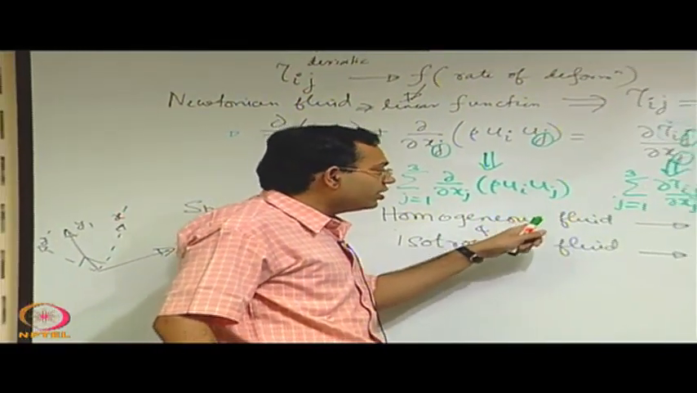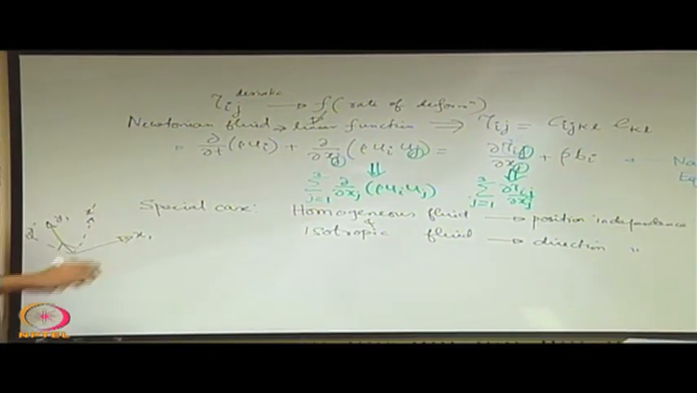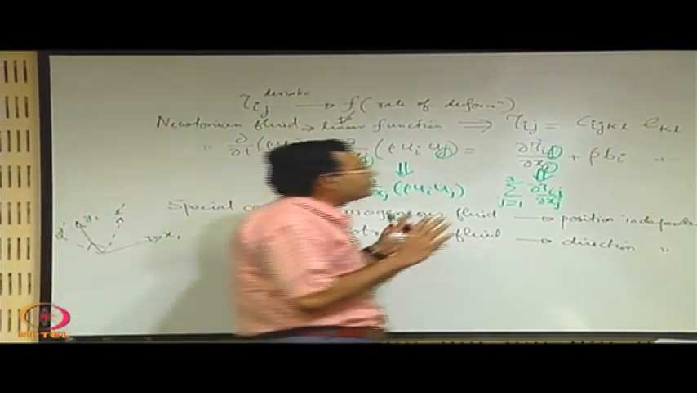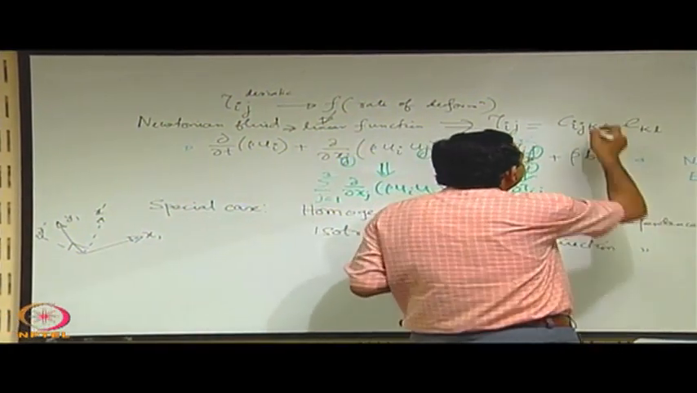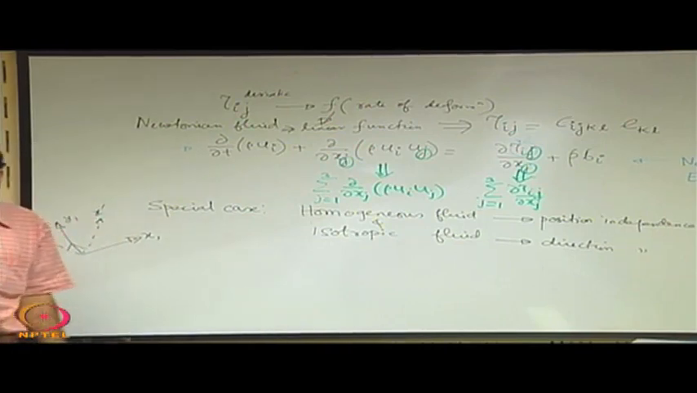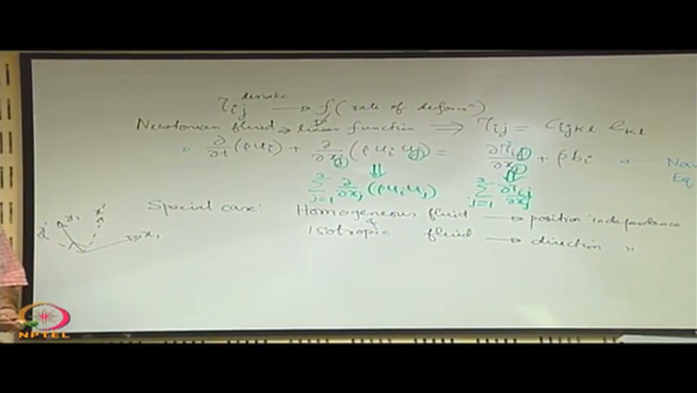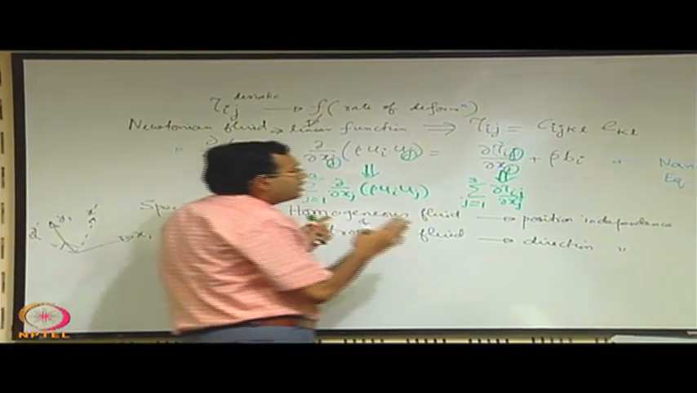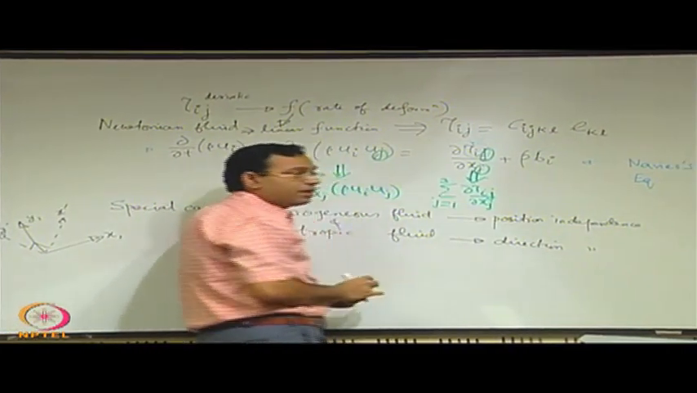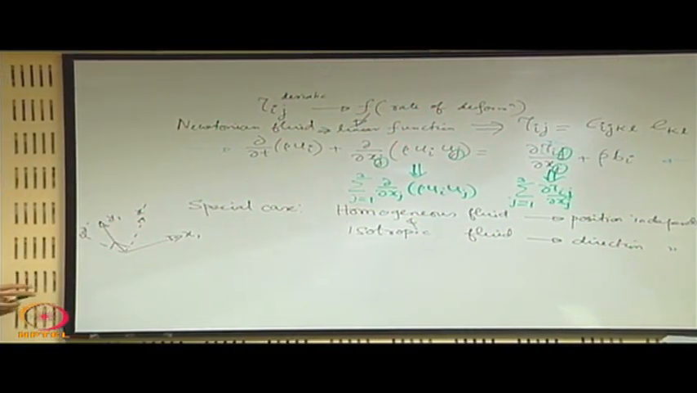So, we are going to think about a homogeneous and isotropic fluid. If you have a homogeneous fluid, the thing that we will immediately conclude is that Cij should be independent of position. Otherwise, if Cij is a function of position, it loses its homogeneity. What would be the consequence of isotropy? That is something which we need to look into in more detail mathematically.